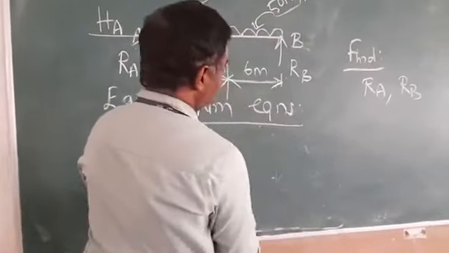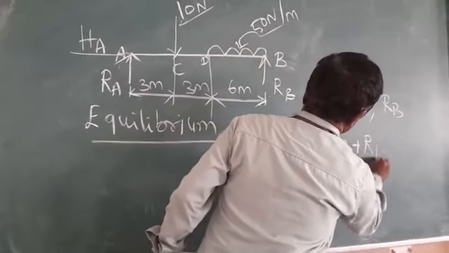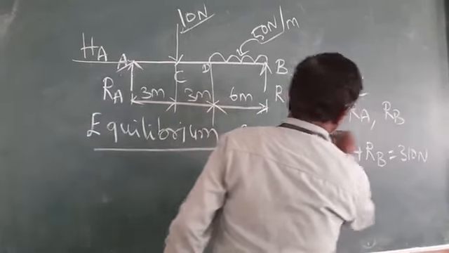I just write the equation here. RA plus RB, which we are given, is 310 Newton. This is equation 1.